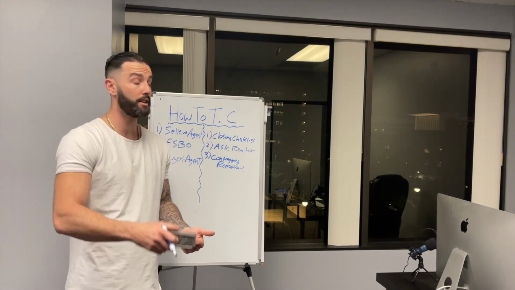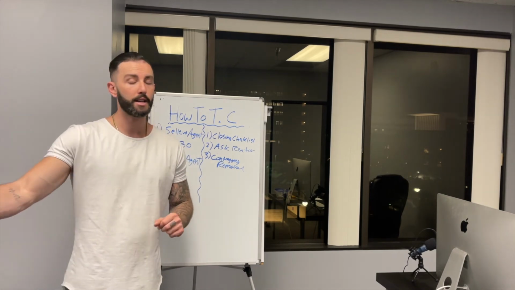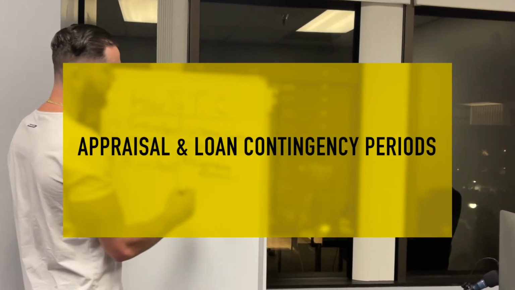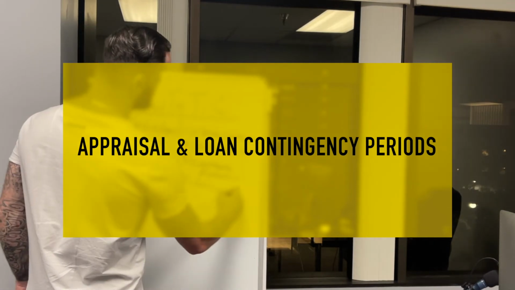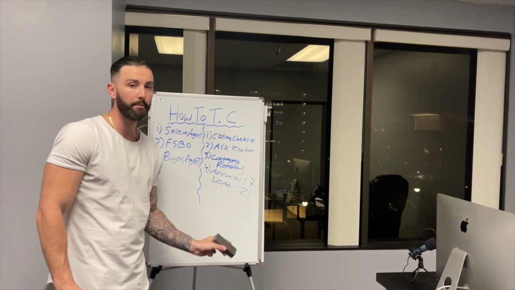So the buyer's agent needs to handle the contingency removal, get it signed by their buyer, and then send it back to you. Same thing applies with appraisal and loan. So if the appraisal is 17 days and the loan is 21, same process. You watch timelines, you watch the dates.